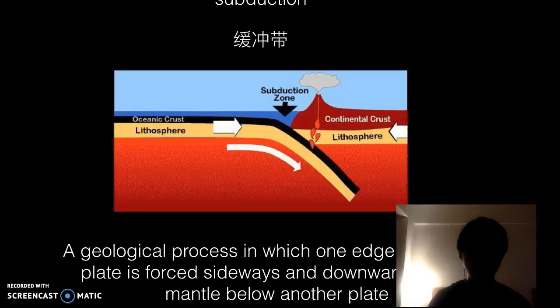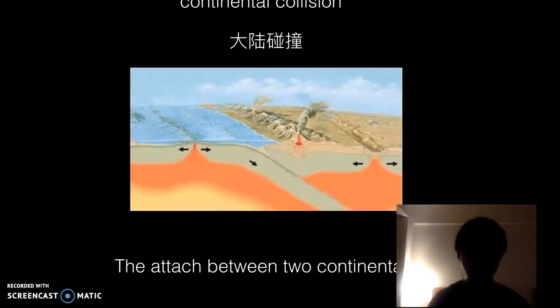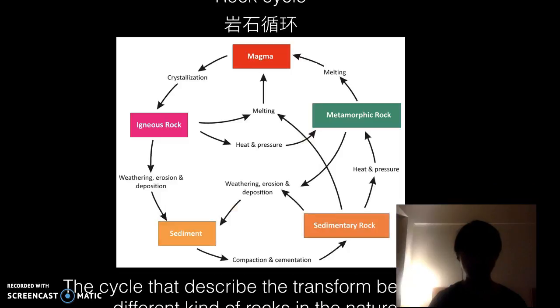And subduction, as shown on the graph already. That is a geographic process where a crust is forced sideways and downward into the mantle below another plate. And continent collision is like the word itself, means 大陆碰撞. It is the attachment between two continents.